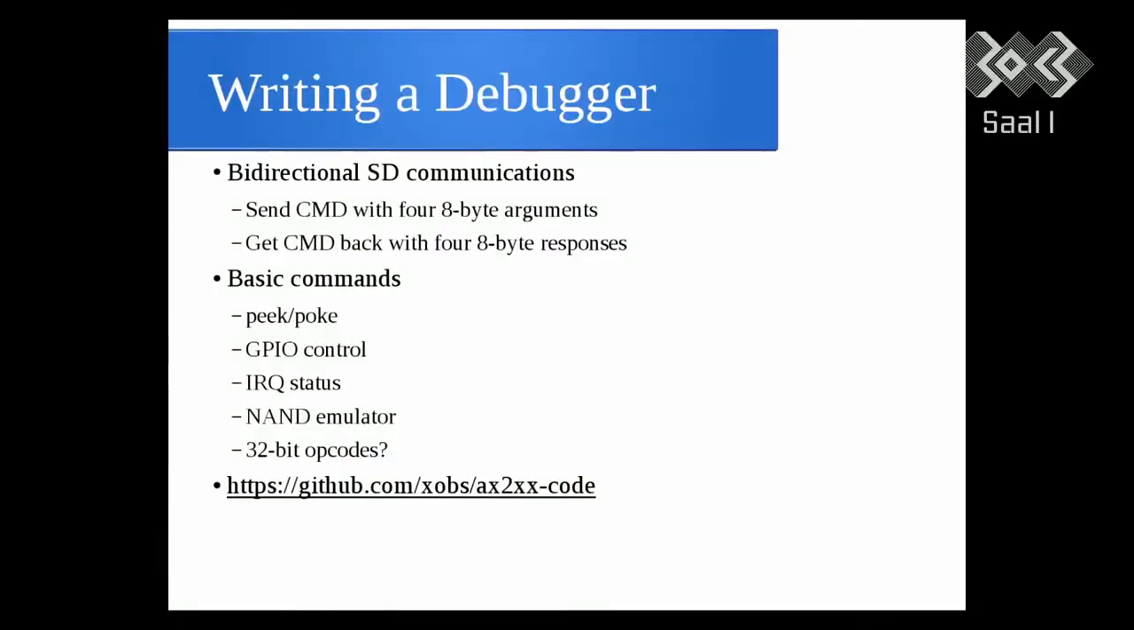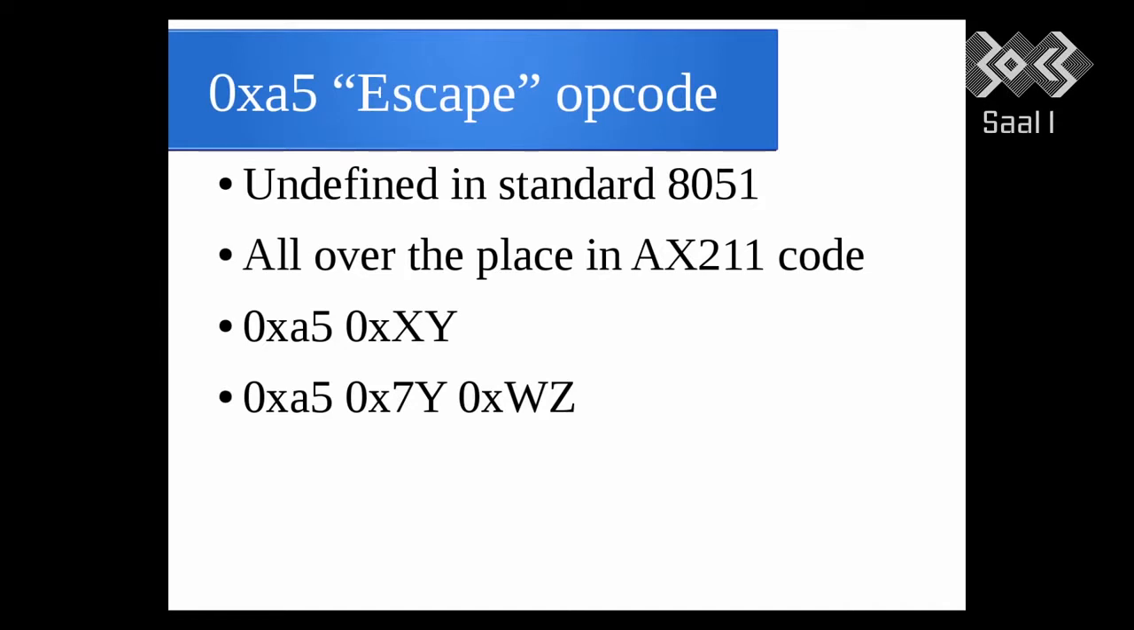We interfaced with the NAND emulator so that we were able to determine what's going on with how the NAND registers work. And we also found, maybe the data sheet was right, maybe this is a 32-bit CPU, because we found these opcodes that just, what's going on there? Turns out A5, that A5 CPU opcode is actually a 32-bit command. Standard 8051 does not define this at all, but it's all over the place in the AX211 firmware. And it's always in the format of A5 plus 1 byte, or A5 7 something, and then another byte.